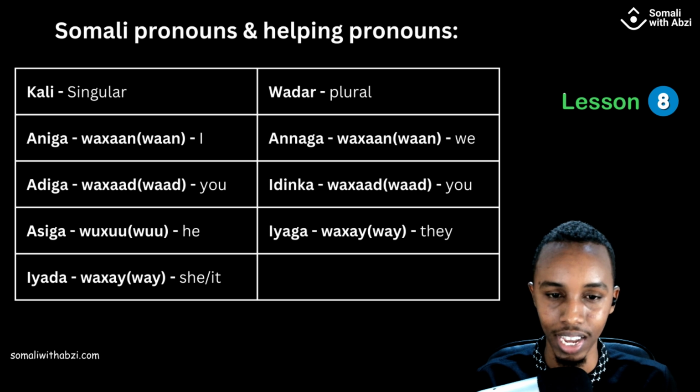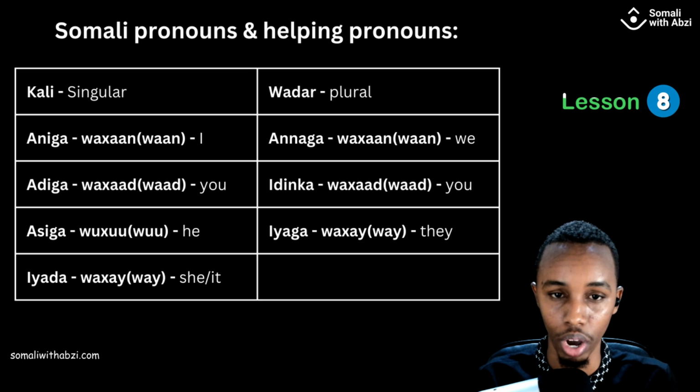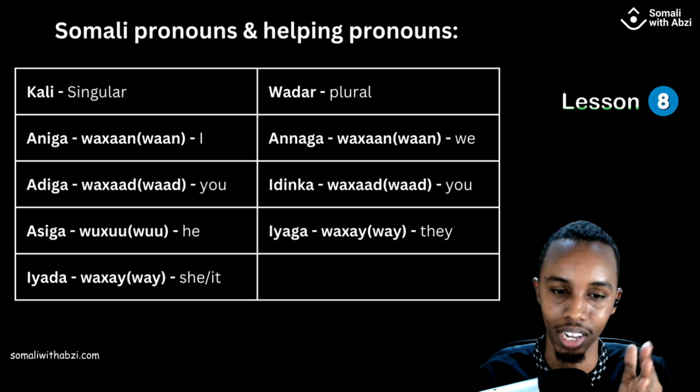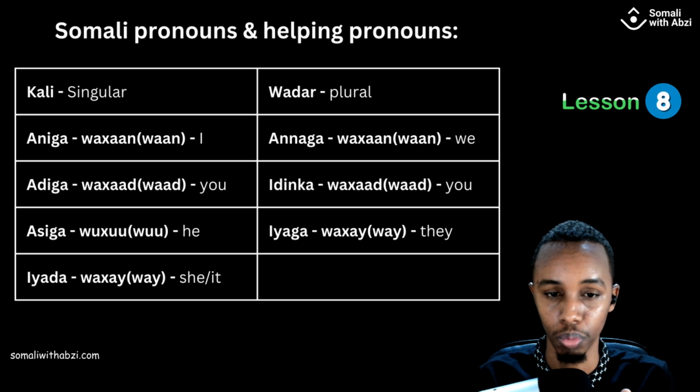For example, aniga is I, then the helping pronoun is waxaan, or waan, depending on that sentence. And more of that I'll explain later. And so we use aniga also as an object. For example, someone is knocking the door, knock, knock, knock, and you'll say, ya waaye or wa ayo, depending on your dialect. Then the person would say, aniga waaye or wa aniga. That means it's me.